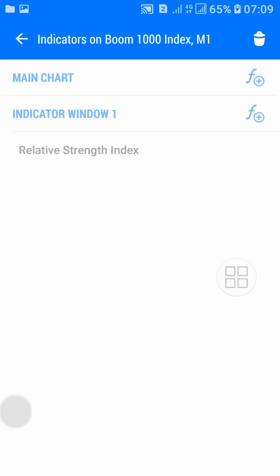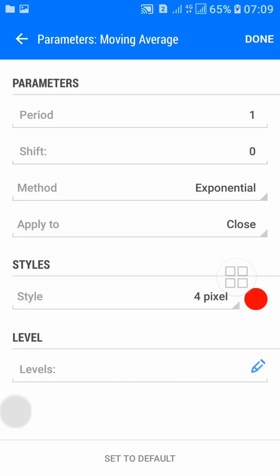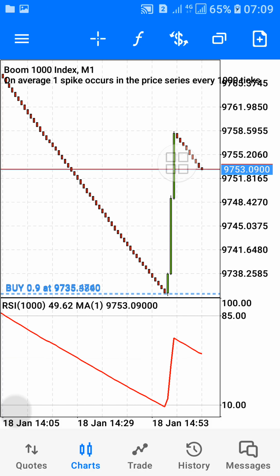The next indicator I'll be adding is called the moving average, which will go with indicator window 1. These are the parameters I'm using: period 1, shift is 0, method is exponential, apply to close, style is style 4, and color is red. You can use any color of your choice. So I'm done with this.